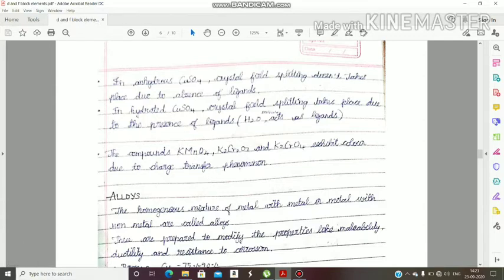Next, K2Cr2O7. In this case also, chromium exhibits the +6 oxidation state. You can find it.